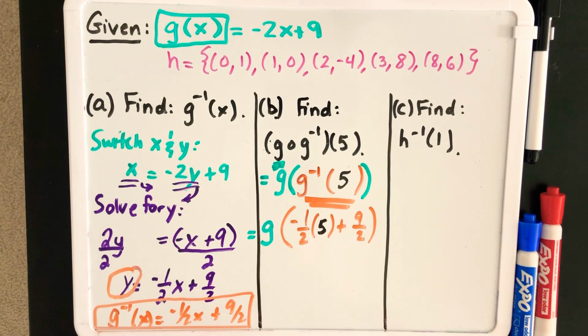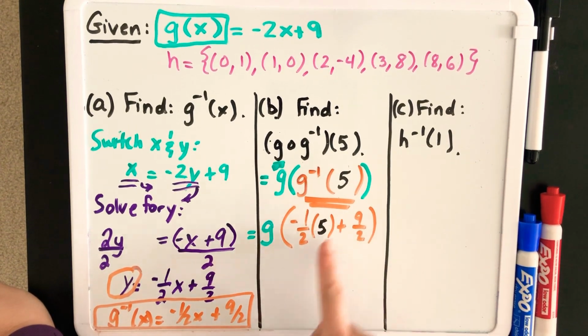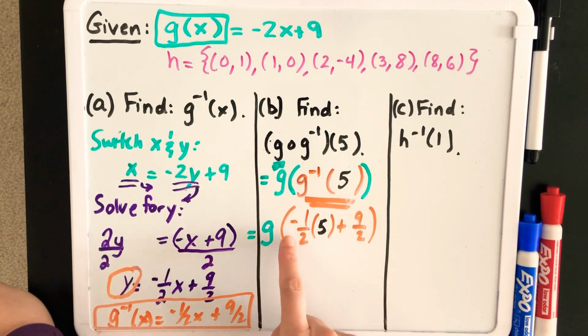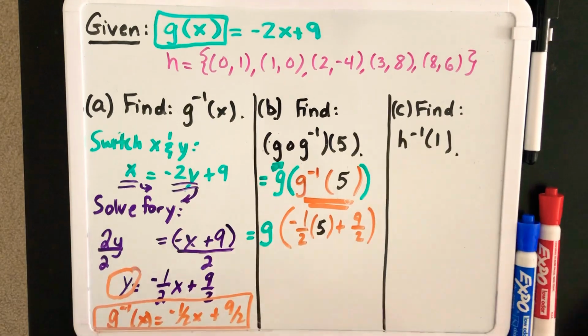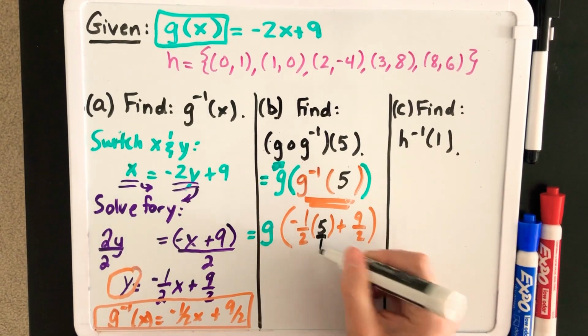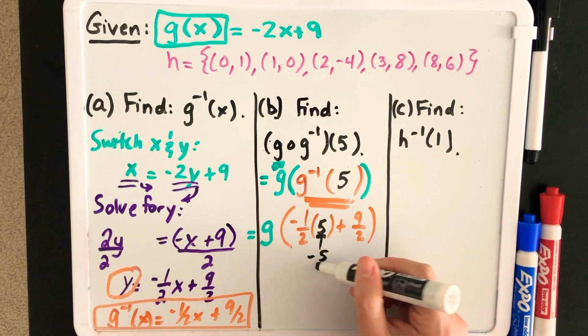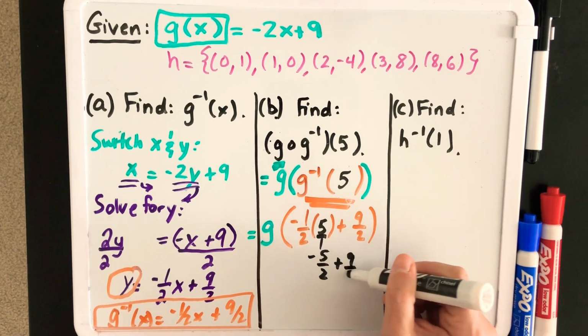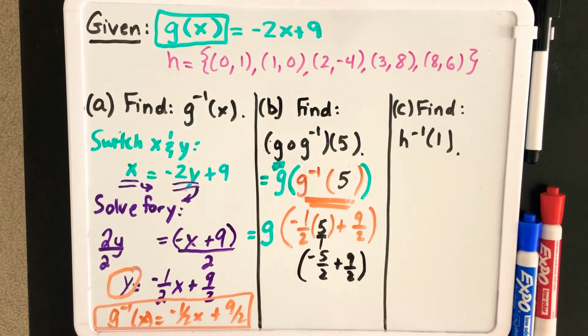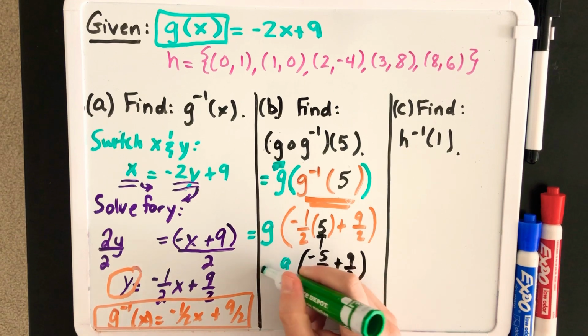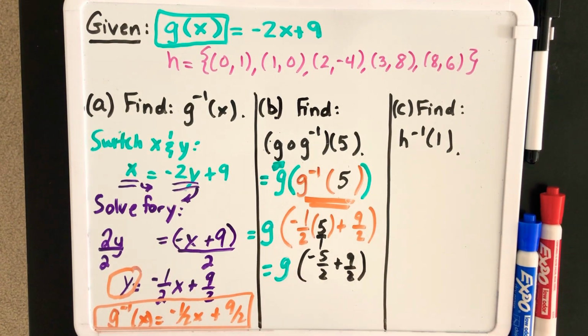Let's continue. So g inverse of 5 says take that input 5 and plug it into x for g inverse. Look what we would have here. Negative 1/2 times 5. That's really the same as 5 over 1. So we can multiply those two fractions together, giving us negative 1 times 5 is negative 5, and 2 times 1 is 2. So I would have negative 5 over 2, plus 9 over 2. Whatever that result is, that's the input for the g function.